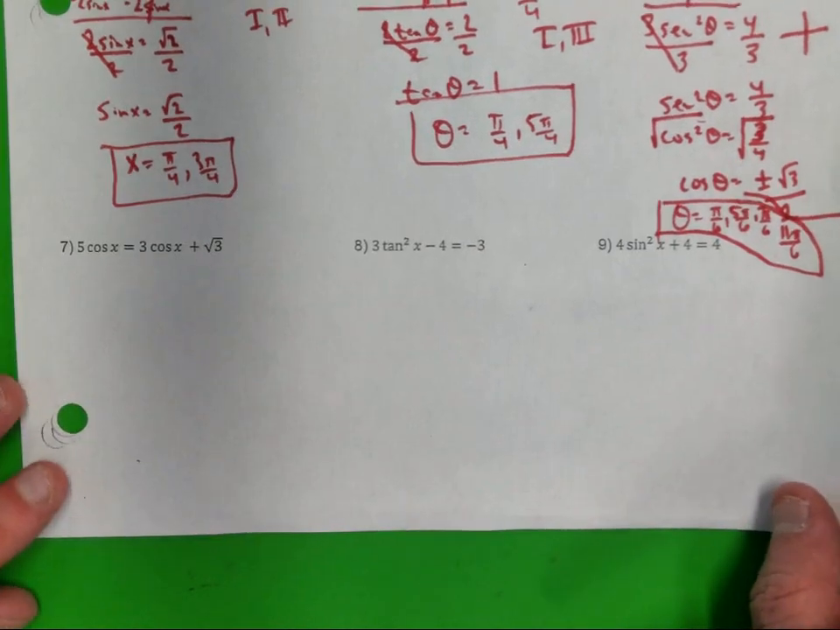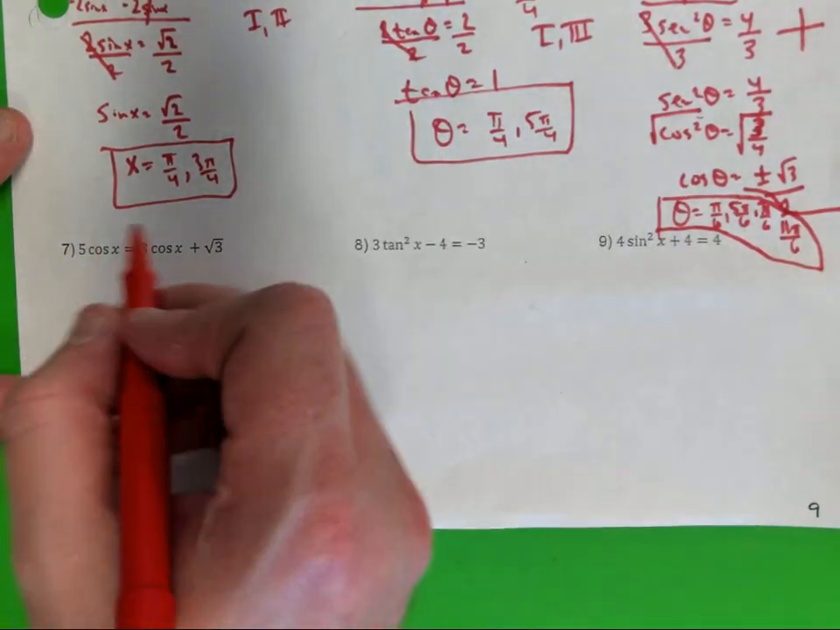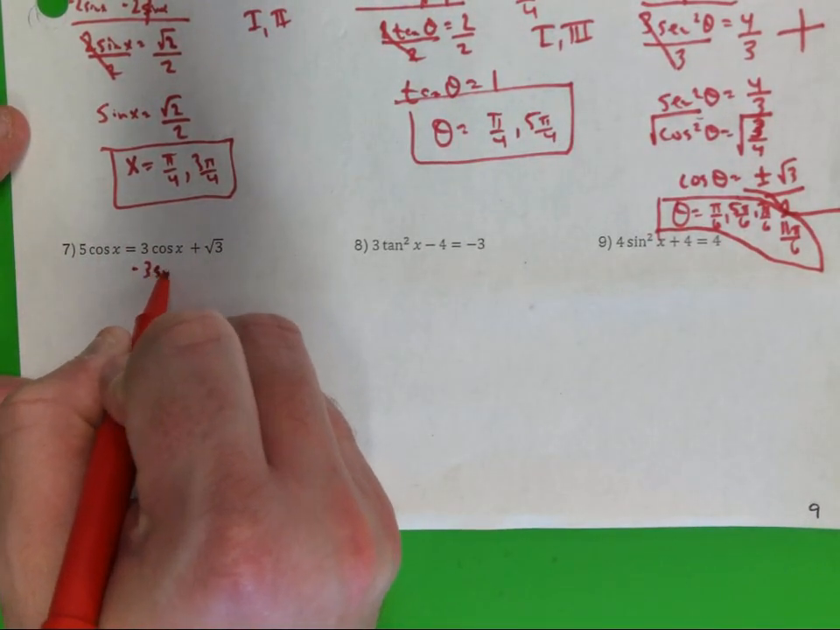Alright, number 7, I need to get the cosine by itself. I need to get them together over here. So I'm going to subtract this off each side.